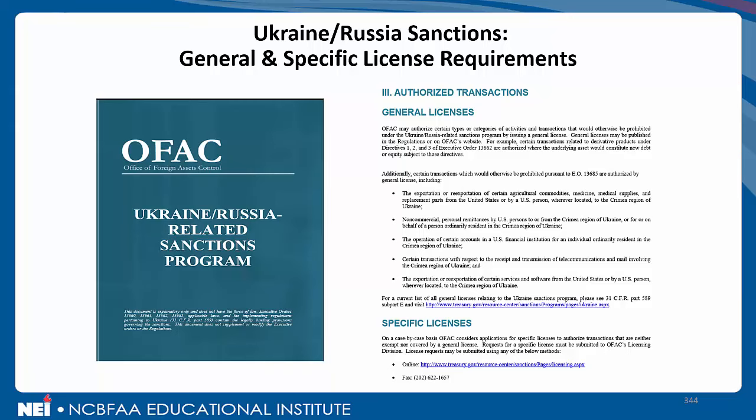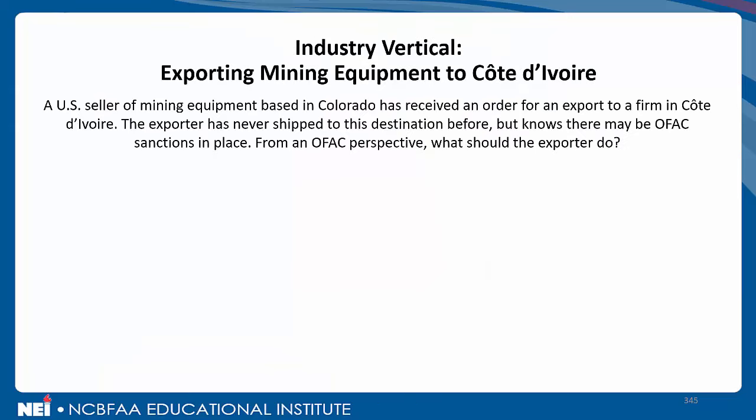Good example there. Let's bring this subject to life even further with an industry vertical, this time using Ivory Coast, exporting mining equipment to Ivory Coast. A U.S. seller of mining equipment based in Colorado has received an order for an export to a firm in Ivory Coast. The exporter has never shipped to this destination before, but knows there may be OFAC sanctions in place. From an OFAC perspective, what should the exporter do? We're talking about from an OFAC perspective here.